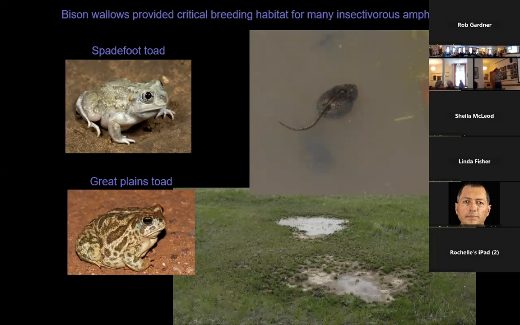And then within, as I mentioned, 10 days, the puddle is dried up. They're hopping out across the landscape as fully morphed adults. Imagine what it was like when there were 30 million bison on the landscape, and every one of those ancient wallows was a puddle of water that hosted these species, and how much they were devastated by the decimation of bison and the extinction of all those old wallows.